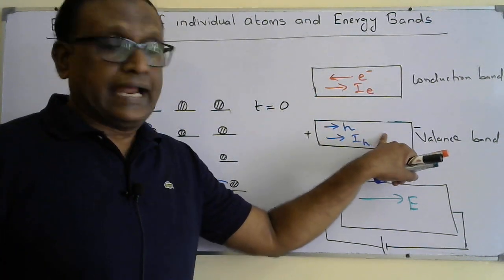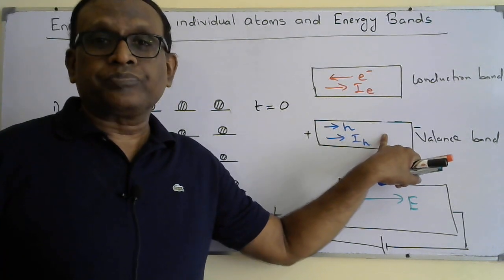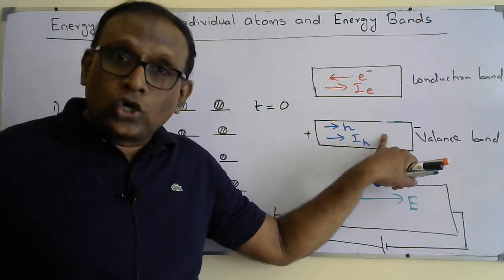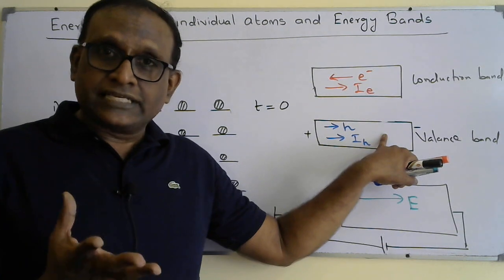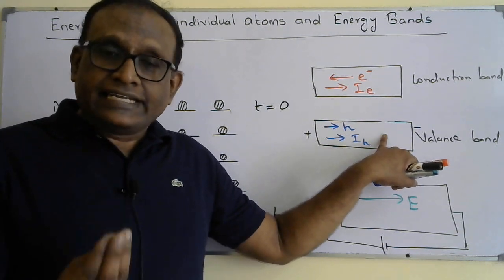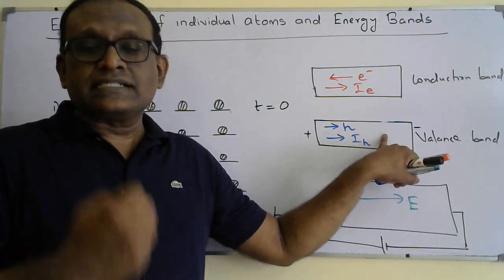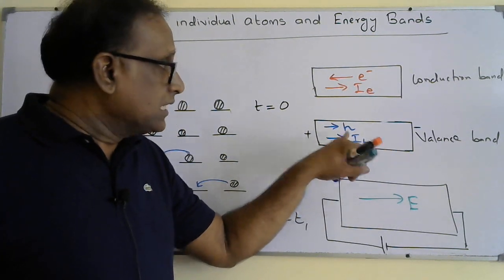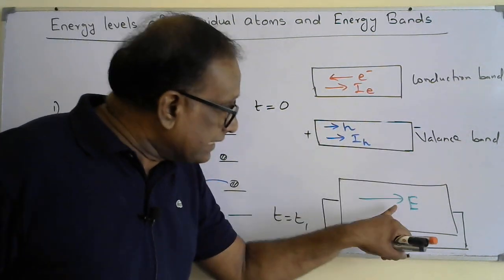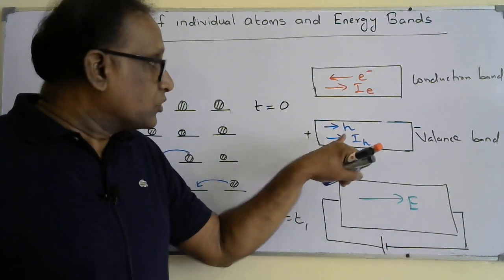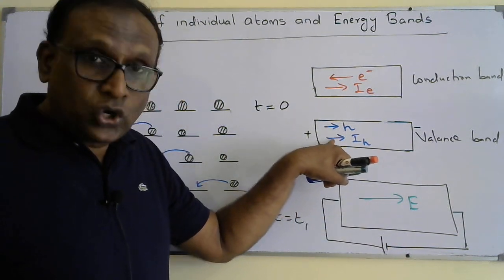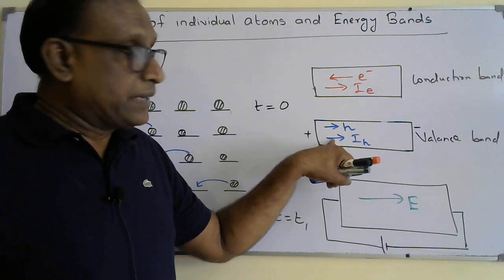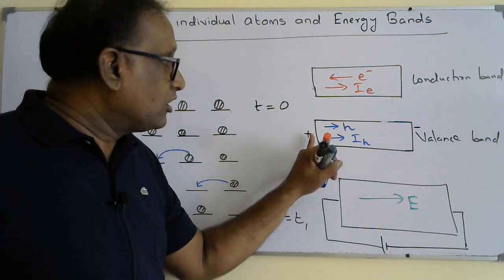In the valence band, there will be current flow. That is due to the flow of holes. I told you holes behave like positive charge because holes have the tendency of attracting neighboring electrons in the valence band. So the hole will behave as a positive charge. So that will move in the direction of the electric field. So there will be current flow in the valence band due to holes, that will be towards right.